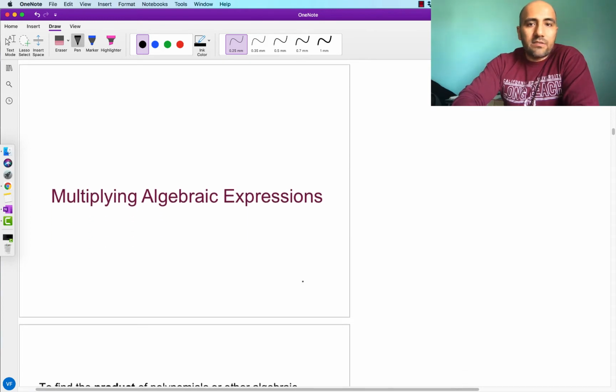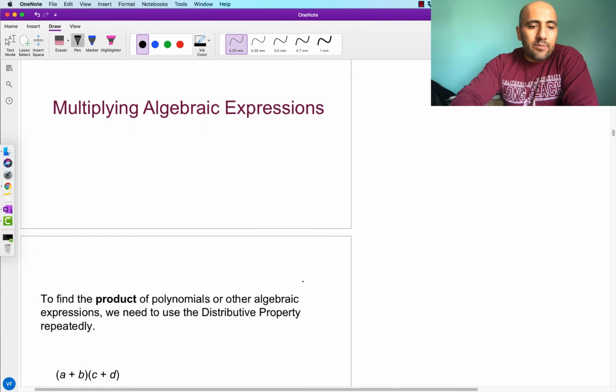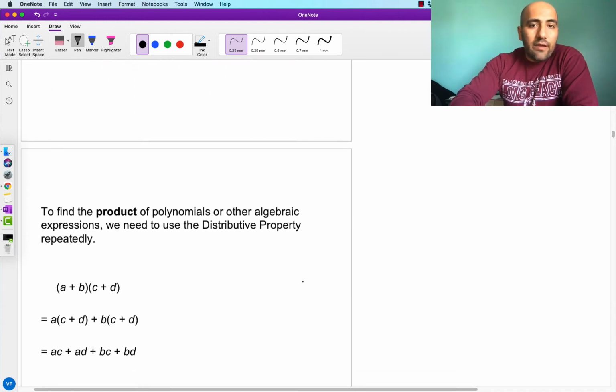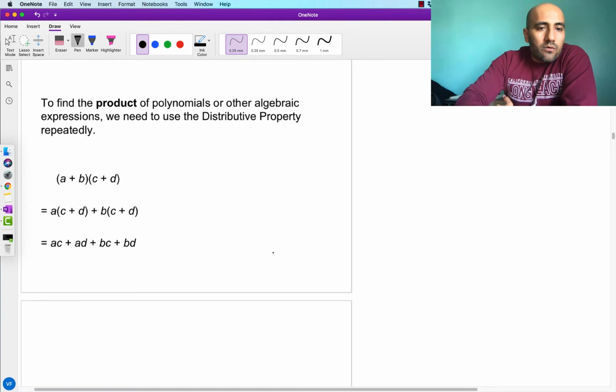All right, adding and subtracting polynomials, super easy. Multiplying algebraic expressions, very easy as well. So to find the product of a polynomial or other algebraic expressions, we need to use the distributive property. So let's say we wanted to multiply this binomial by this binomial. What we could do is think of this as distribution, right?